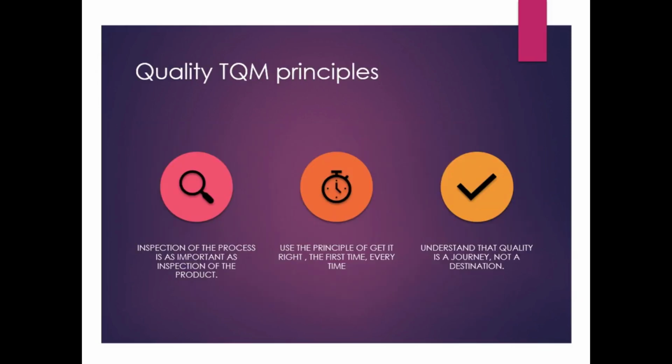So to summarize, the quality TQM principles will be the following three. Inspection of the process is as important as inspection of the product. Use the principles of get it right the first time, every time. And finally, understand that quality is a journey and not a destination. Those three points really speak for themselves when it comes to the ethos of TQM.